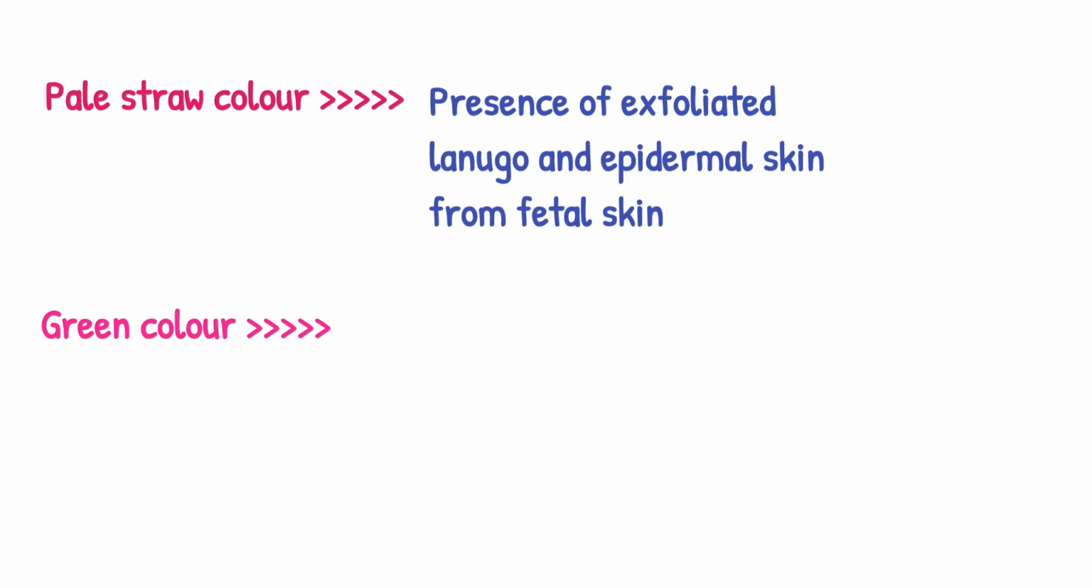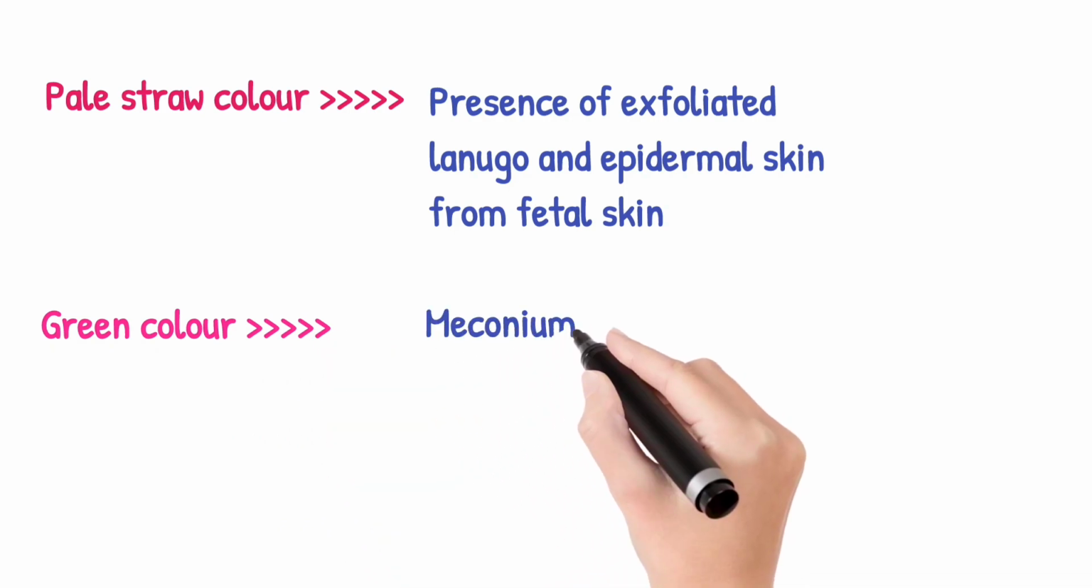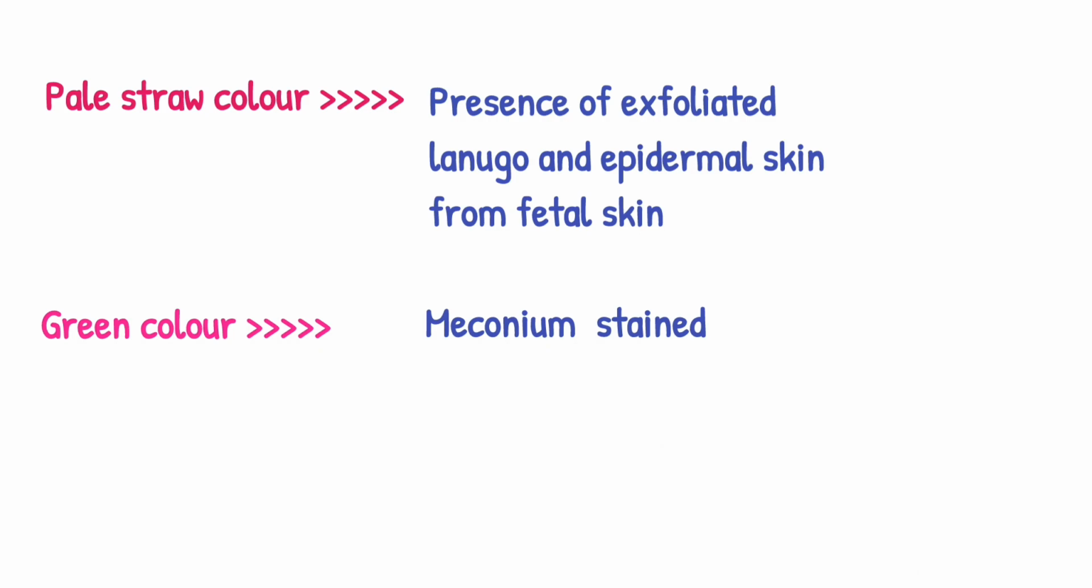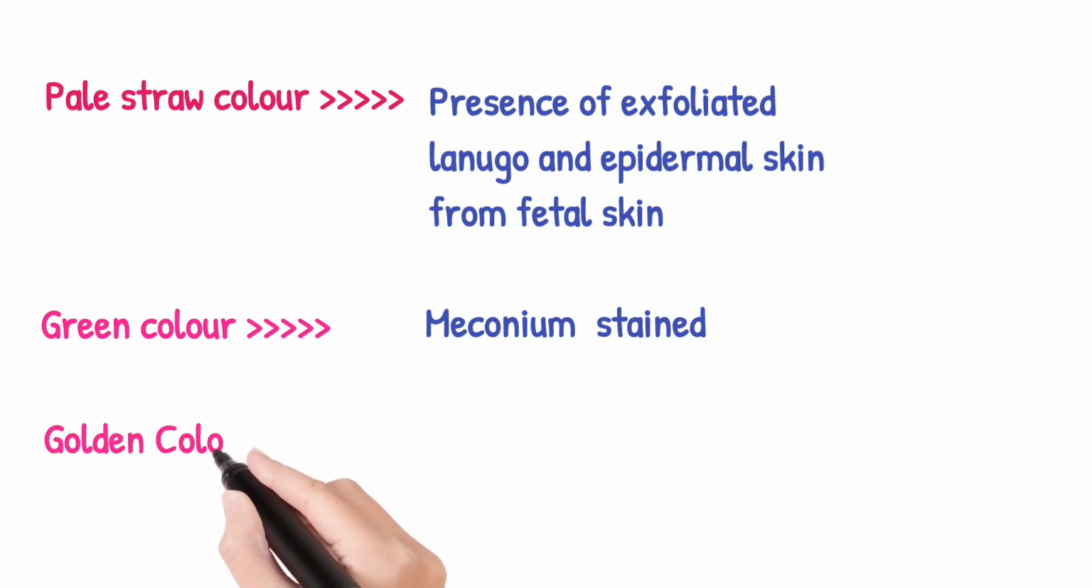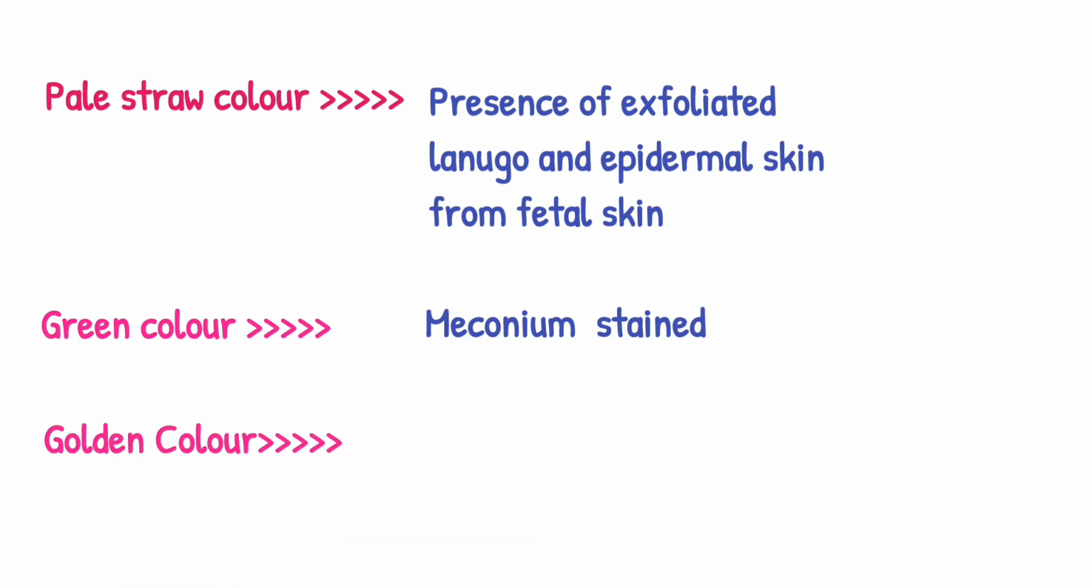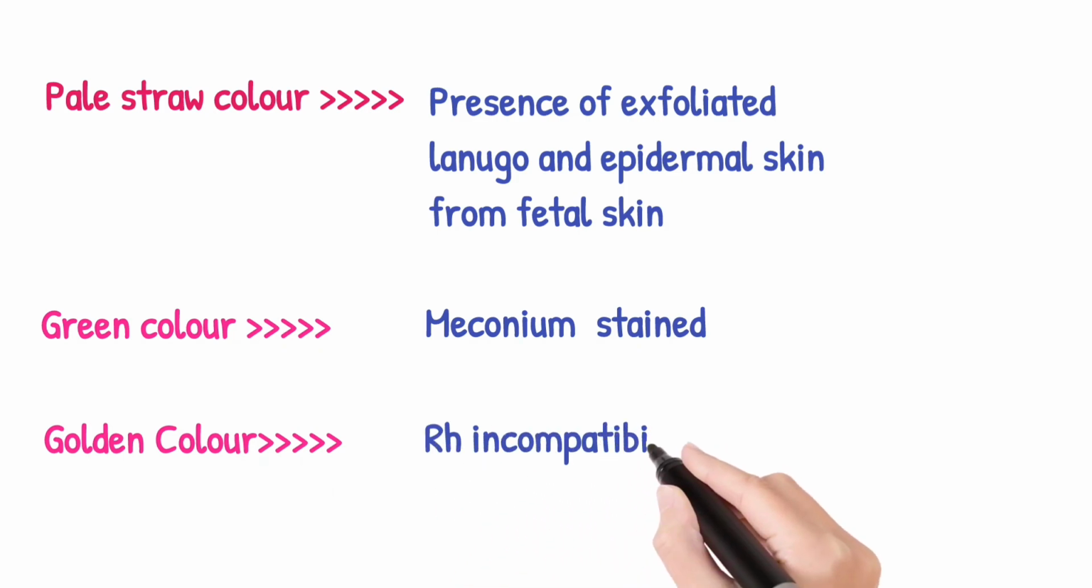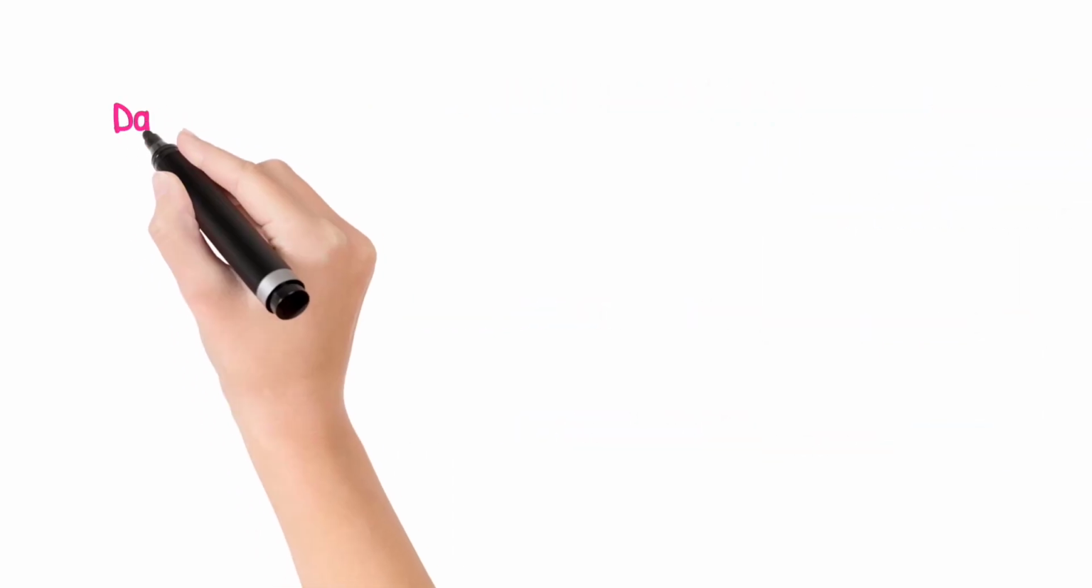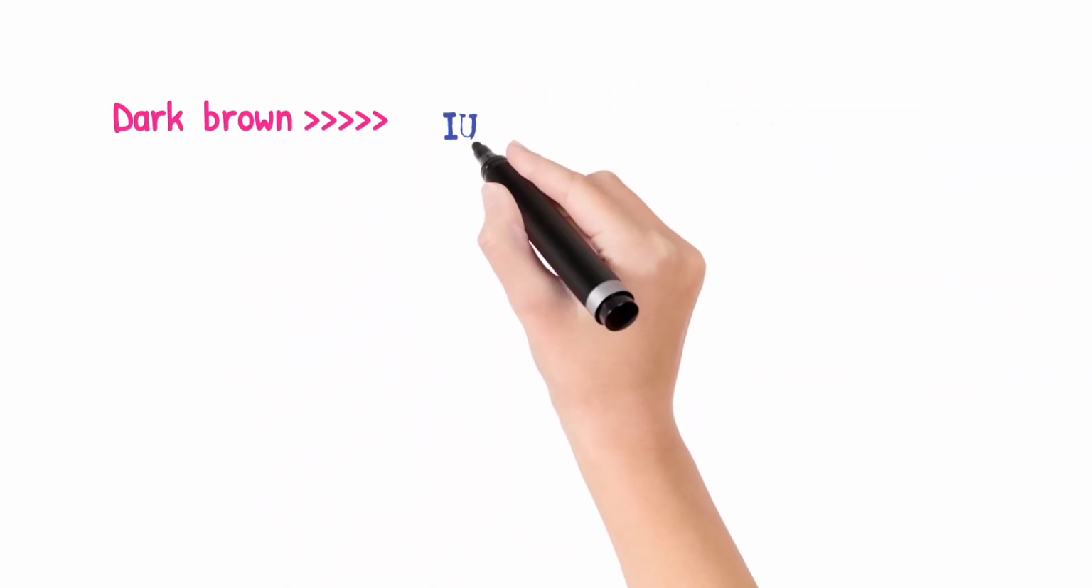Green color seen in meconium stain is suggestive of fetal distress. Golden color seen in Rh incompatibility is due to excessive hemolysis of fetal RBC and production of excess bilirubin. Greenish yellow or saffron color is seen in post-maturity of the fetus. Dark brown or tobacco juice color amniotic fluid is found in intrauterine death.